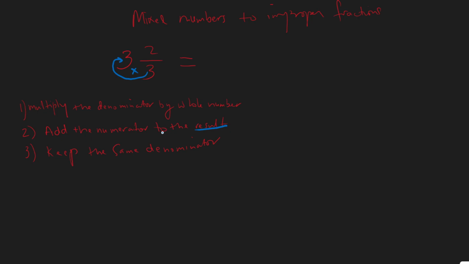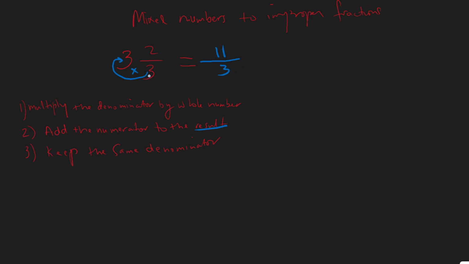What we do to the result is add the numerator. We're not finished yet. We said 3 times 3 is 9. Step 2, we're going to add the numerator. So 9 plus 2 is 11. That's it. And we keep the same denominator, which is 3. Guys, you're done.